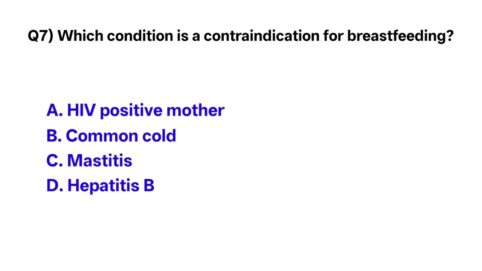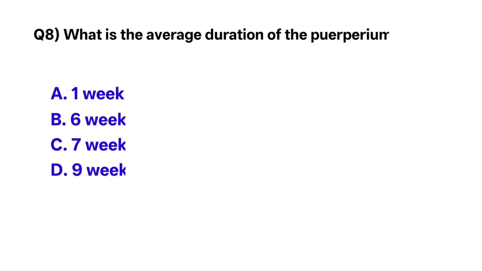Question number 7. Which condition is a contraindication for breastfeeding? The correct option is A. HIV positive mother. Question number 8. What is the average duration of the puerperal period? The correct option is B. 6 weeks.